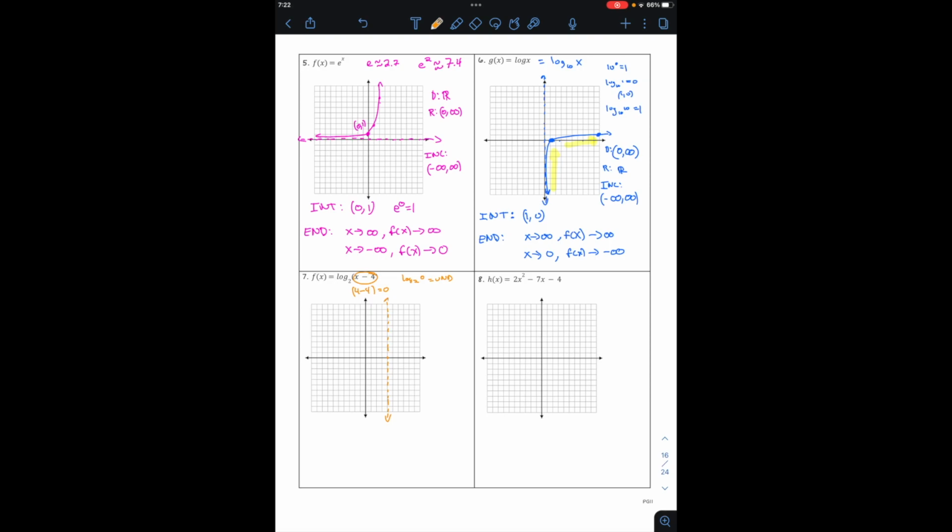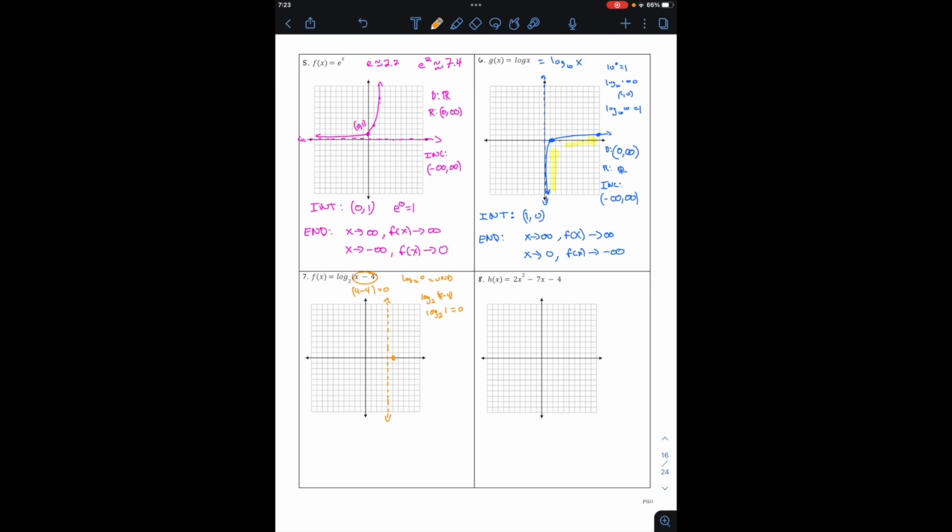Now there's nothing else really going on with this function, so it's going to follow the rest of the general characteristics of a log. Instead of that 1, 0 coordinate, we're actually going to get 5, 0 as our new coordinate, because log base 2 of 5 minus 4 becomes log base 2 of 1, which is 0.